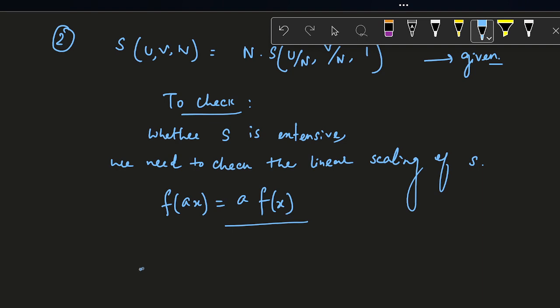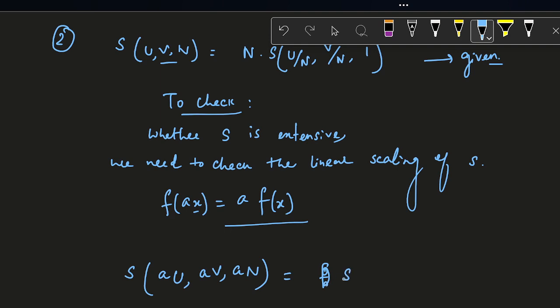Similarly, we do something for the function. Instead of f, we now use s as our entropy function, and instead of a single argument, here there are 3 arguments, but the rule will be the same. So for all of these 3 arguments, let's say we multiply all of them by some constant a. Now it will be a times u, a times v, and a times n. This is your new function where the arguments have been multiplied by a constant scaling factor of a.